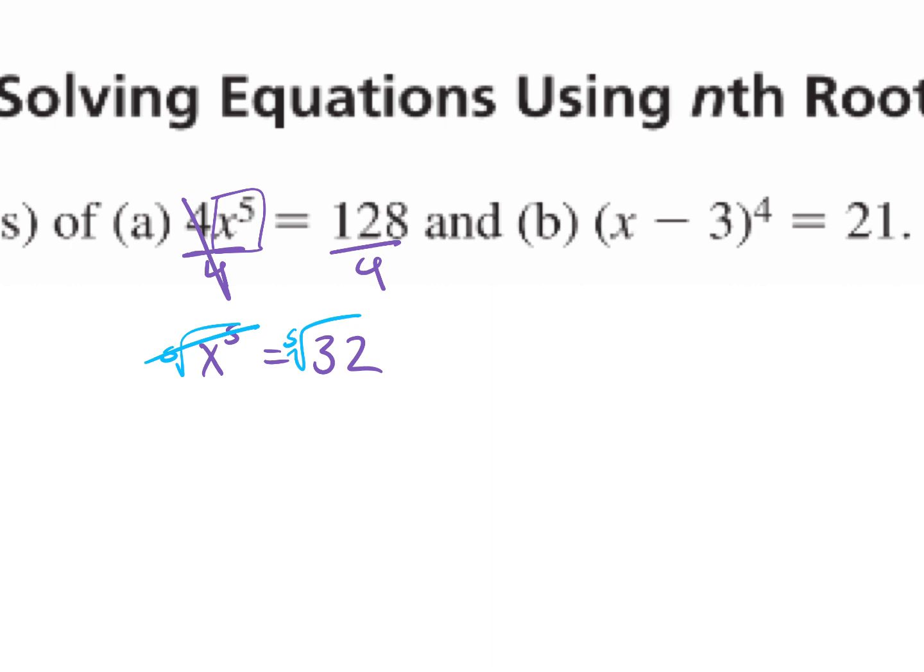So now I need to figure out what the 5th root of 32 is. So we can break it down. We've done this so many times already today. What are two factors of 32? 8 and 4. 8 breaks down into 2 times 2 times 2, and 4 would be 2 and 2.